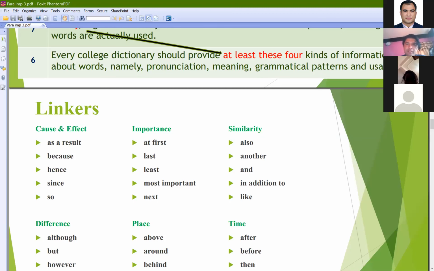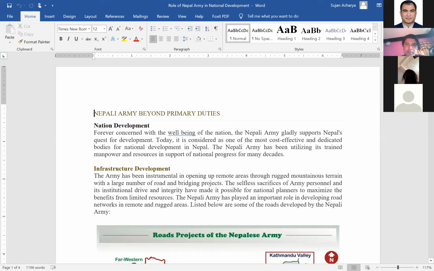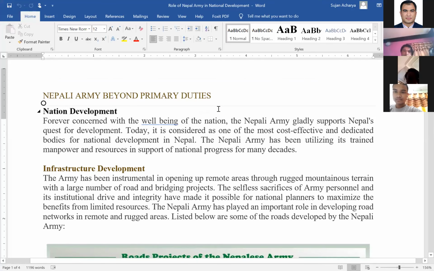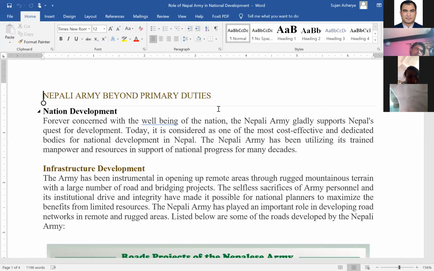Now here comes the real essay, which is very important for you. Let me zoom it a little bit. It's always good that you take this file, read it once, get a print of it.